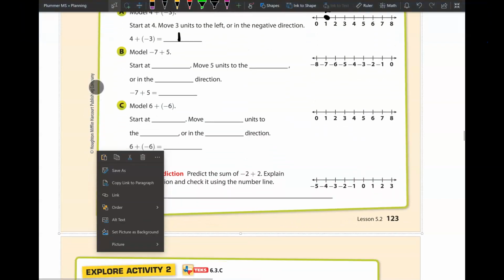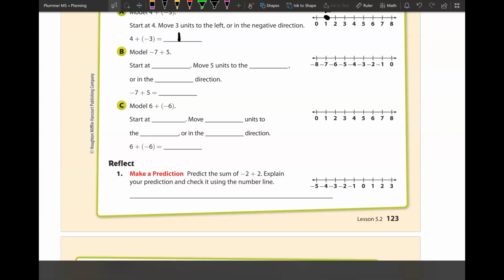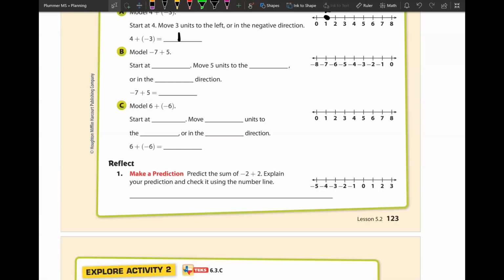Okay, B. We're going to model that. So start at, oopsies. B is model -7 plus 5. Start at -7 because you take the first number in the addition or the expression, and you're going to move 5 units. Since it's positive, we're going to be going to the right or in the positive direction.